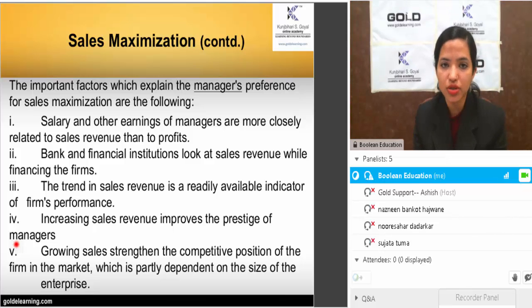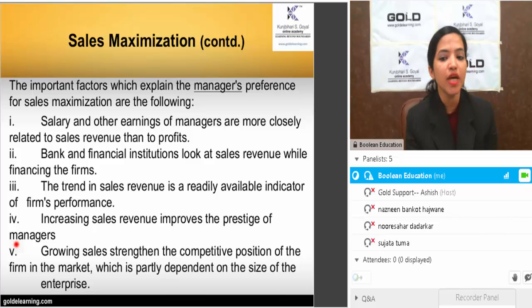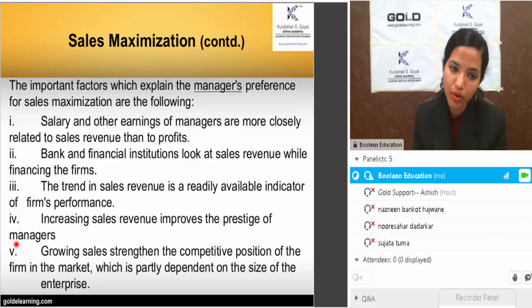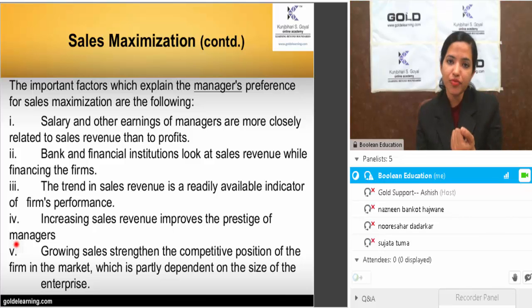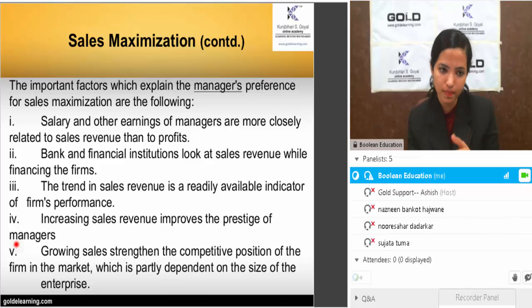Banks and financial institutions look at sales revenue while financing the firm, right? Whenever they are giving loans to the firm, they give more importance to the sales revenue than the profit maximization. The trend in sales revenue is readily available, indicating the firm's performance. It is easy to calculate sales revenue. क्यों? Because कितना sale हुआ इसकी information is easily available with the firm.